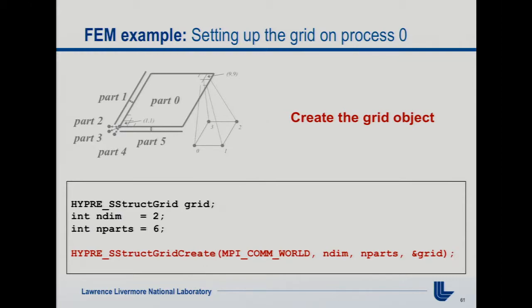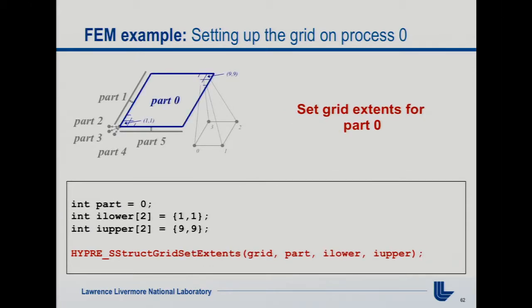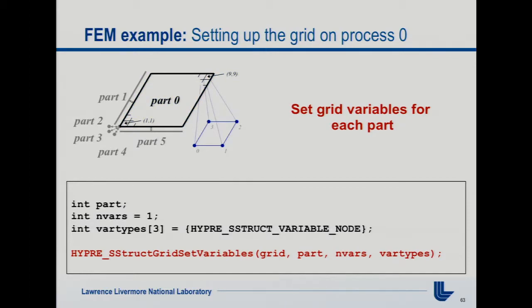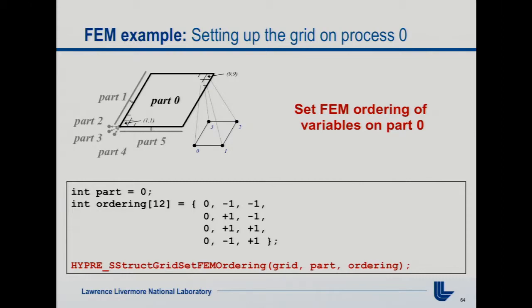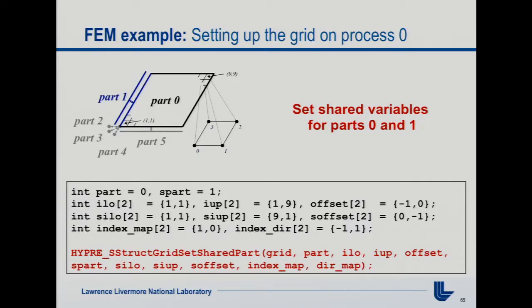So setting up the grids, a lot like before, you call create, get the grid object back. You call set extents to set the extents for the grid. And then you set variables. So you tell it I've got nodal variables, okay? And so now here's one of the new routines. I can specify what the ordering is of the variables on a cell, on an element. So 0, 1, 2, 3 is what I'm choosing, and I do that through this call here.